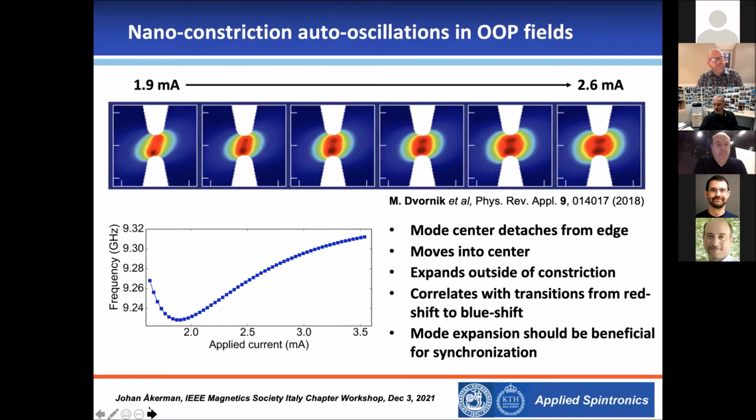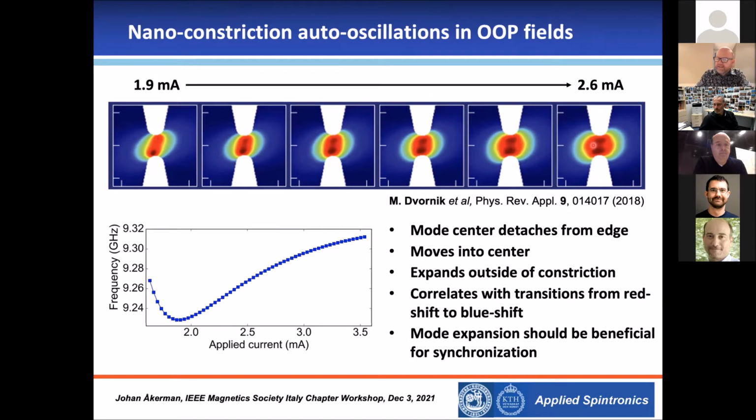And then if you drive it with a stronger current, as is simulated here at the top, you will also get the movement out of the constriction. So this mode volume, or mode area, can be an order of magnitude bigger than the most localized mode in the same device. And that provides for interactions with neighboring oscillators, both through direct exchange, but also just because dipolar coupling will be more efficient when the auto-oscillating regions will be closer to each other.